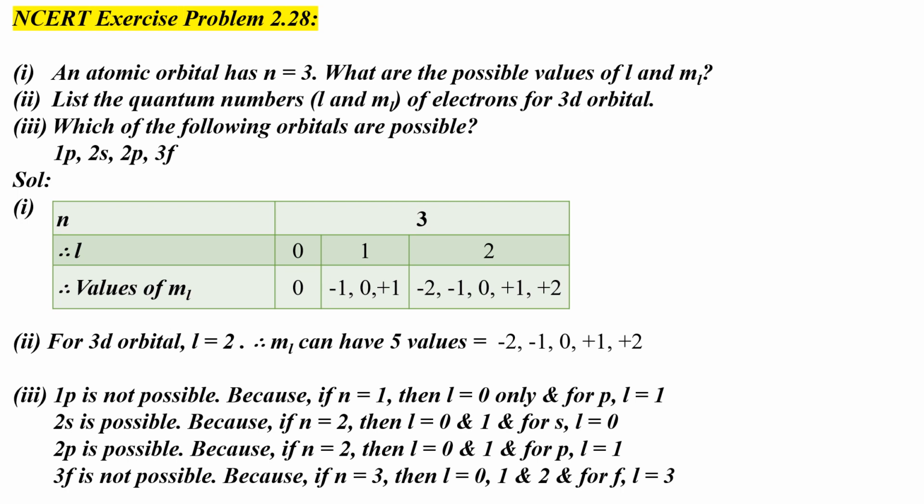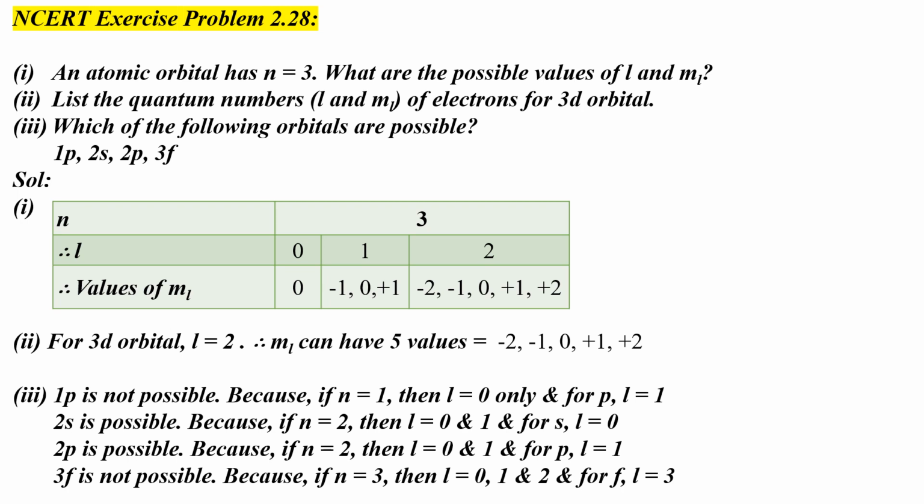And 0 stands for s orbital. So you cannot have 1p orbital. 1p is not possible. Now coming to the second orbital, 2s. Is this possible? Yes. Why? Here the value of n is 2. When n is 2, L can have 2 possible values. What are they? 0 and 1. For s, the value of L has to be 0. And this is satisfied. So 2s is possible.